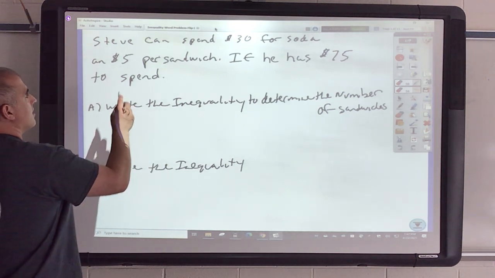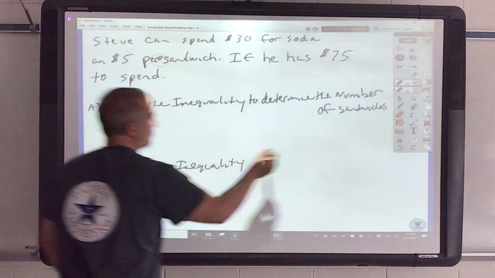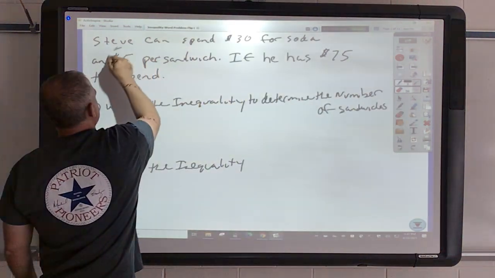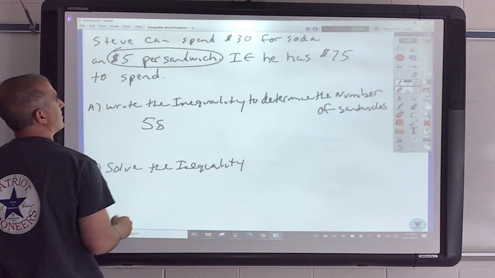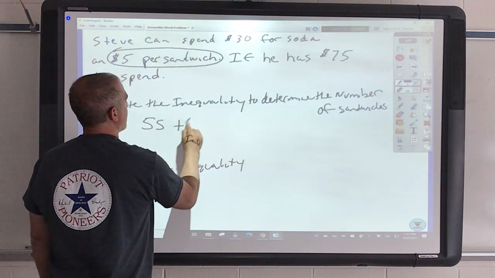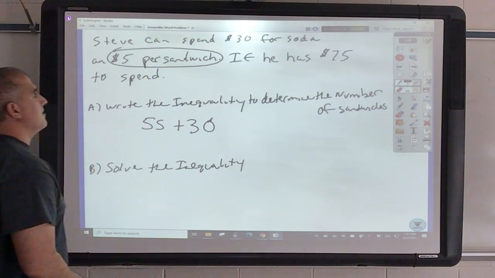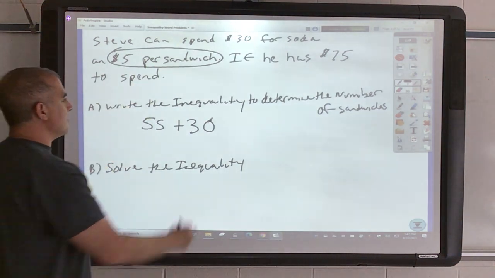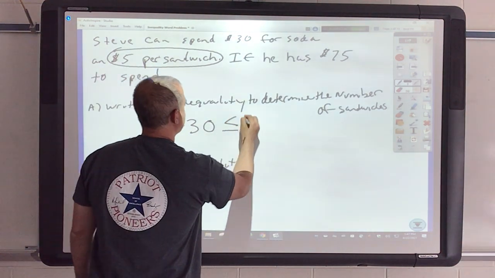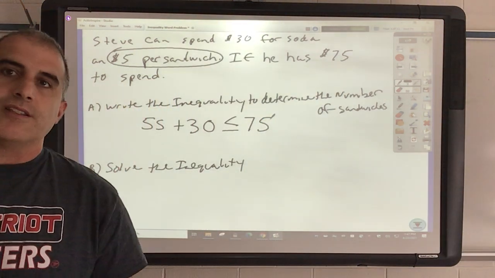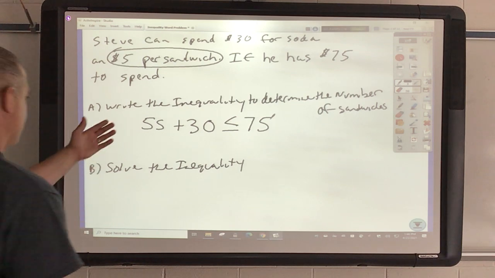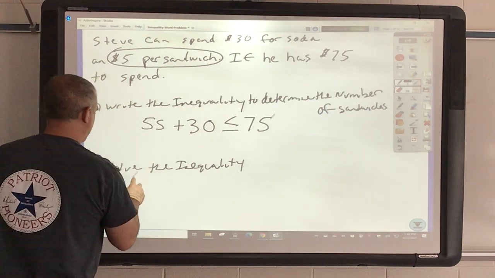Okay, so basically $5 per sandwich. That's what we want to focus on, the 5 per sandwich. So that would be 5s plus 30. If he has that amount to spend, 75, it's got to be less than or equal to, because you can't spend more than 75, but you can spend right on. So that's what I got. Well, how do I solve that inequality?